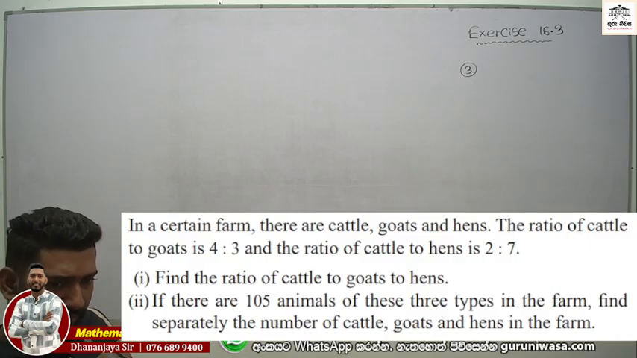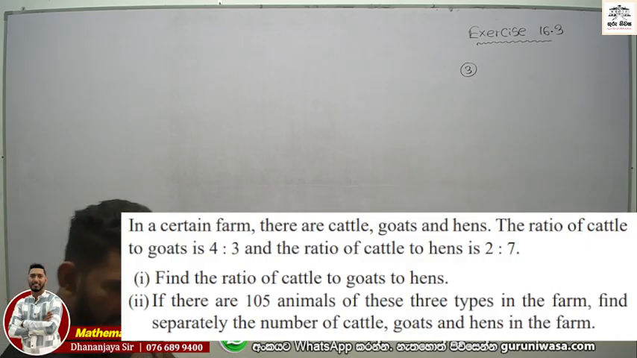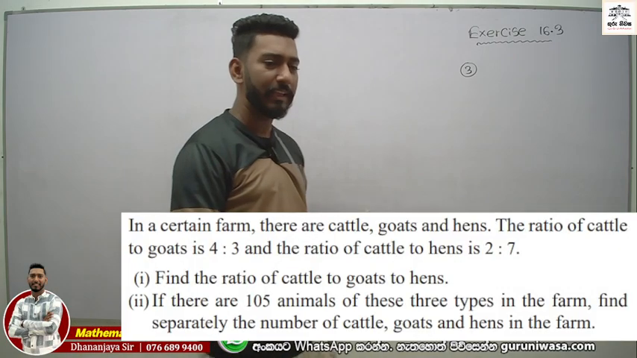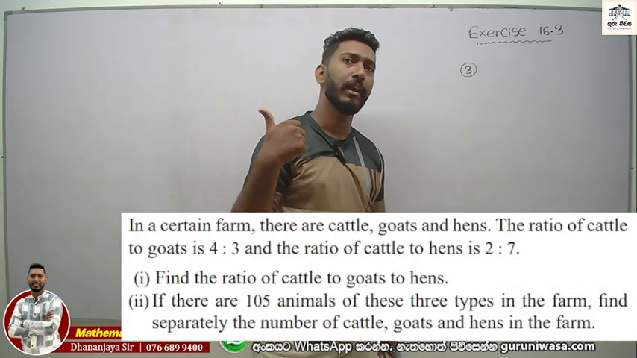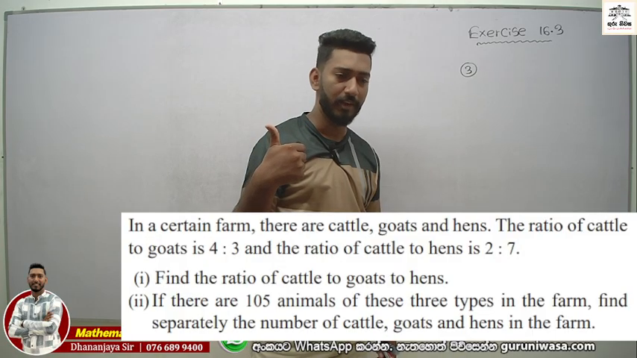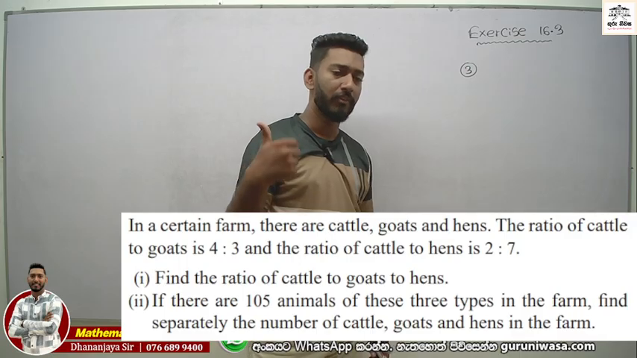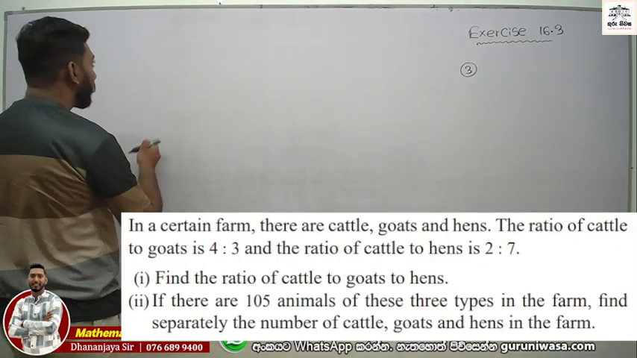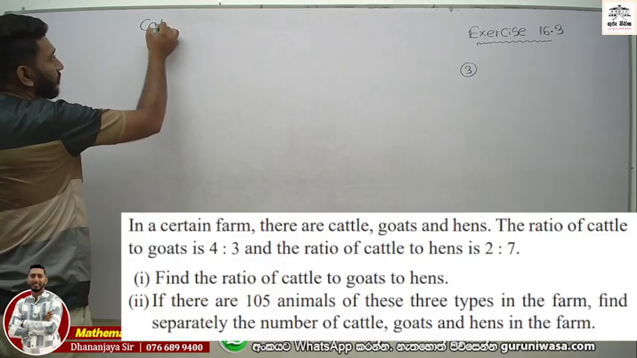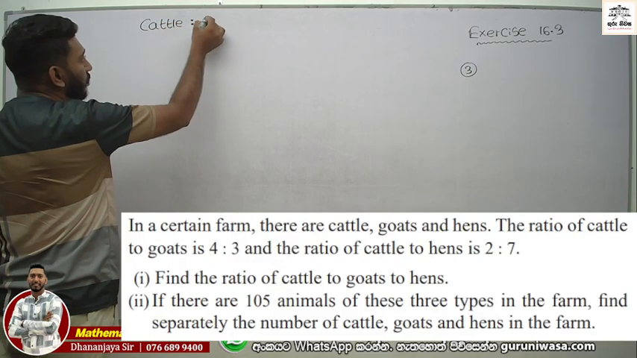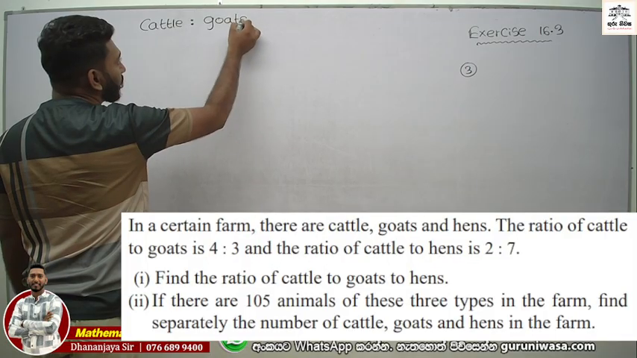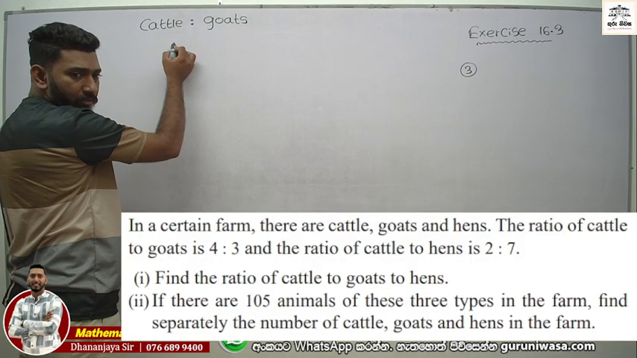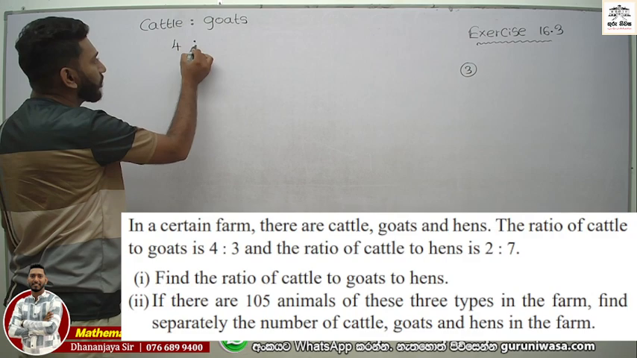Now, Elena, you have put the answer. Right. Now we are going to discuss. Look at this. In a certain farm, there are cattle, goats, and hens. The ratio of cattle to goats is 4 to 3.